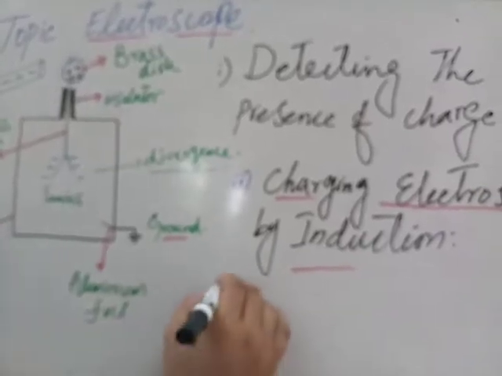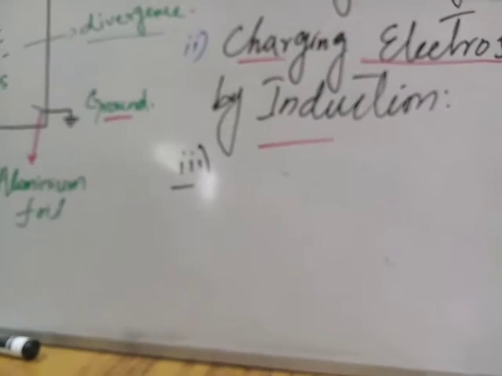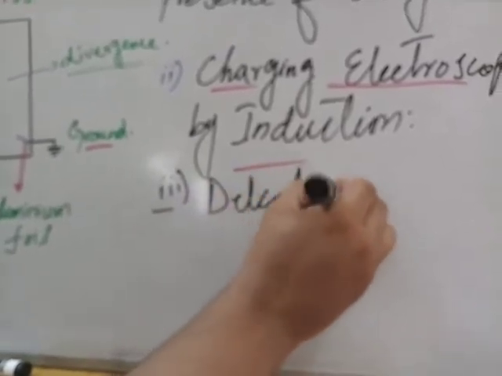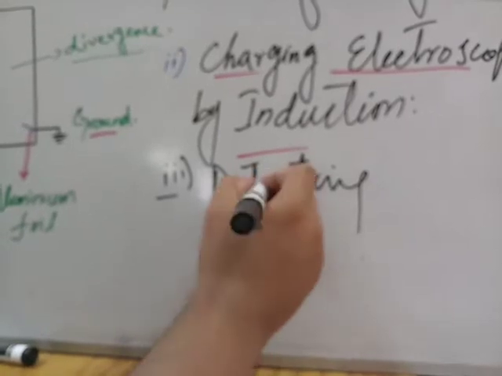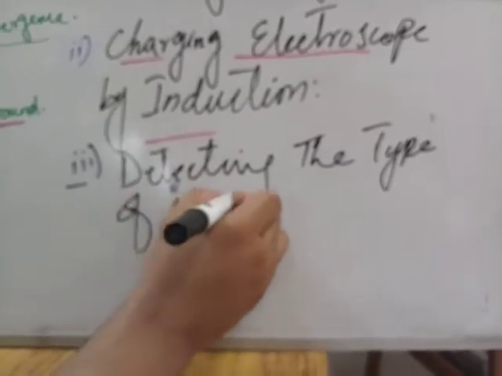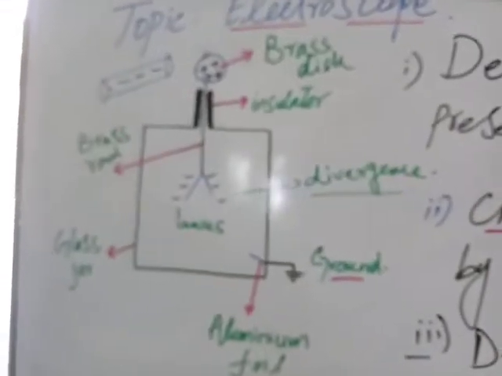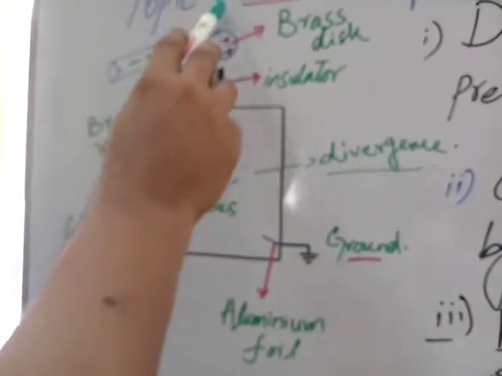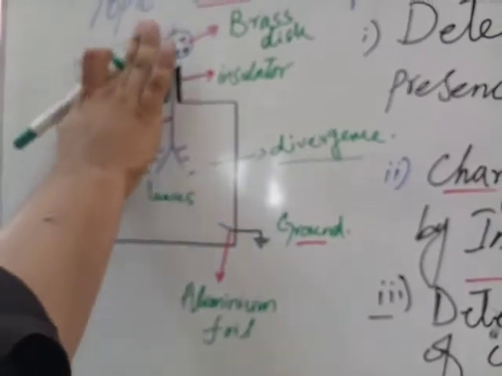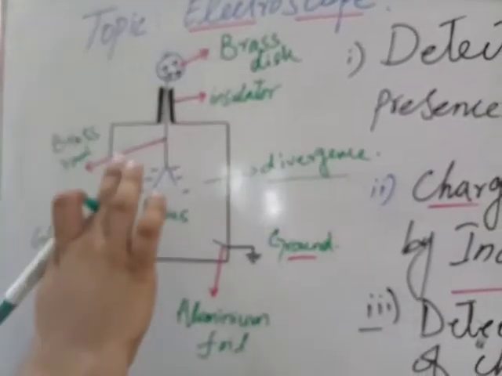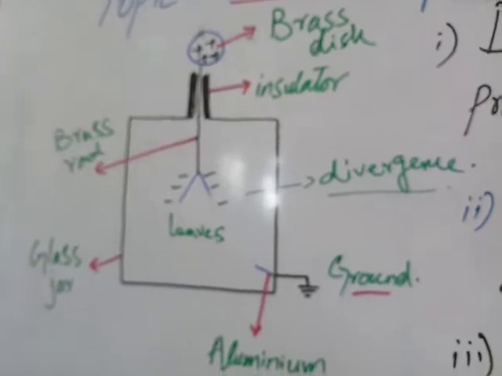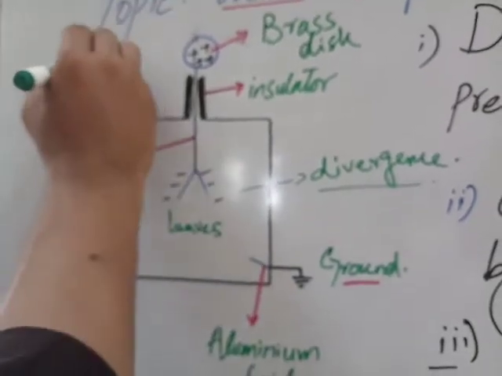Now we are proceeding to our third point, how the electroscope detects the type of a charge. For the detection of the type of charge on a body, first, the electroscope will be charged by induction. Let's consider the electroscope is positively or negatively charged. So this is a positive charge. Now in order to detect the type of the charge on a body, bring the charged body. Let's suppose this is a charged body.